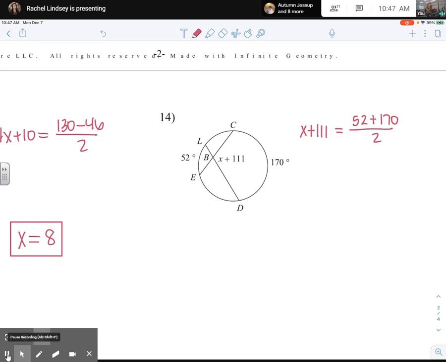These are 111, right? So now I've got x plus 111 equals 111. When you subtract 111 from both sides, you get x equals 0. I had that, but I wasn't sure.